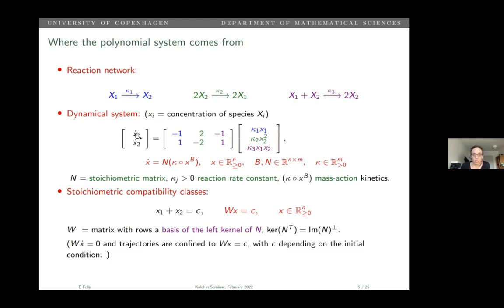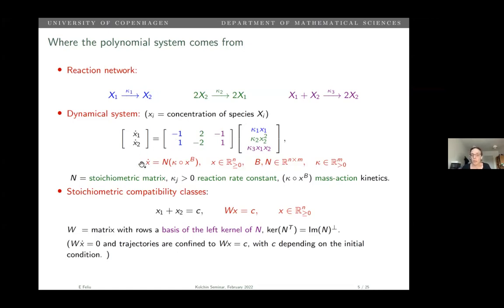So this is the system that we want to understand. In general, you can always write it as a matrix N, which encodes the production of the species in the reactions, and this vector of monomials coming from the reactants, which is multiplied with this constant that is called the reaction rate constant. And this reaction rate constant is positive. These are the kappa I had in the first slide today. So this is the system we want to understand.